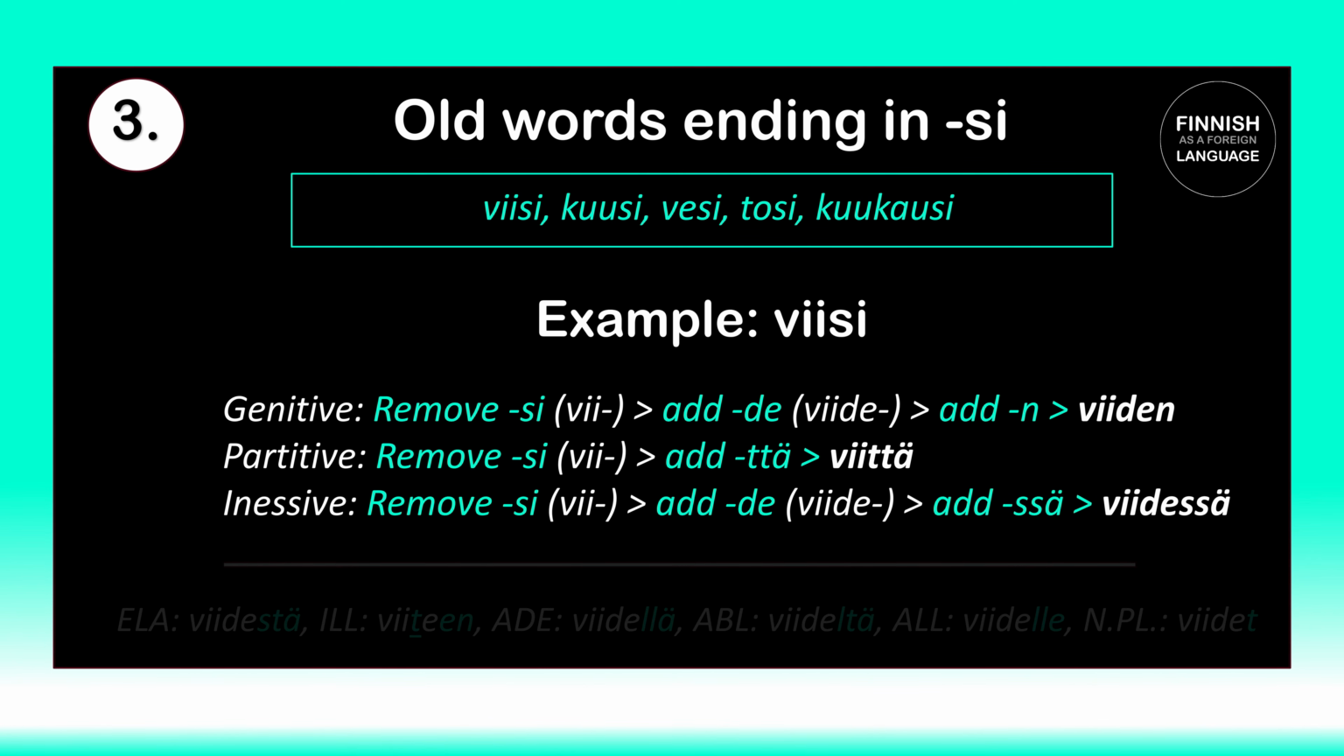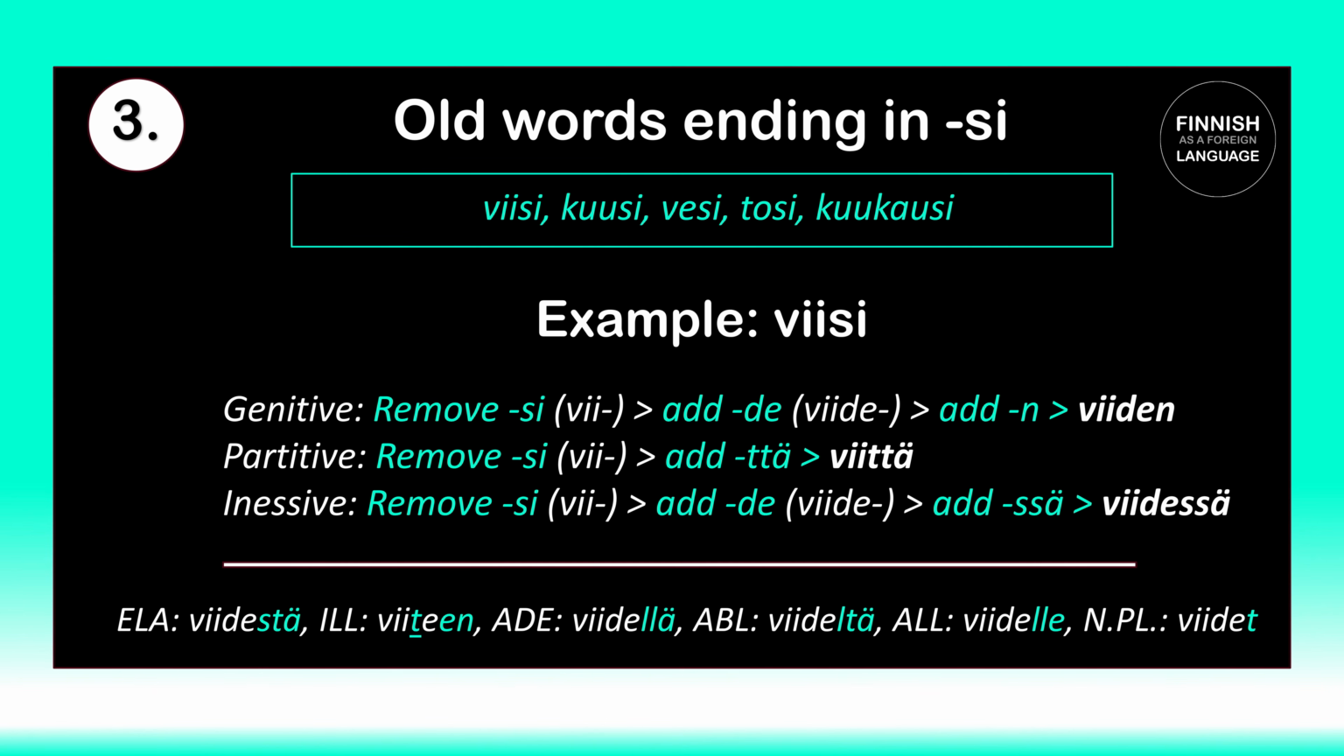Now let's form the inessive case. Again we have to remove si and we get vi. Then we add de to it and we get vide. And then in our last step we add the inessive marker sse to it and we receive videssä, which is the inessive case of the word viisi.